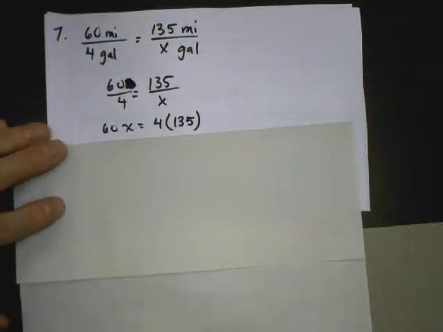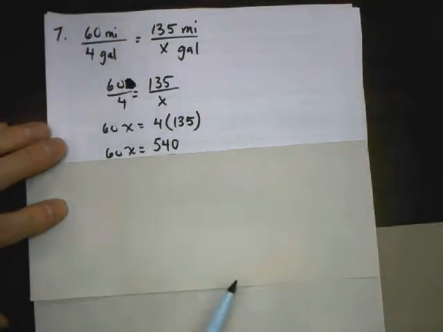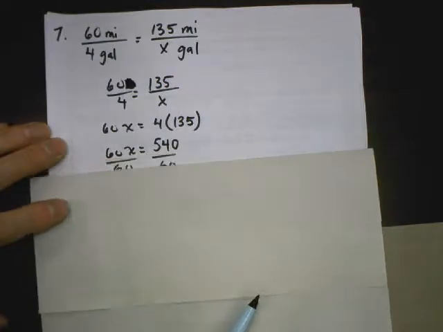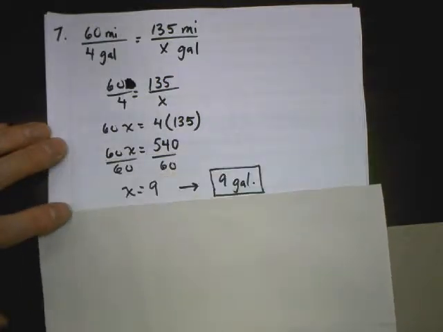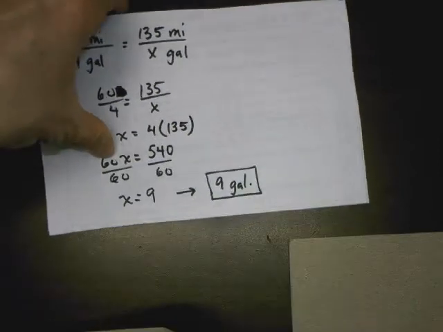Now I cross multiply. 4 times 135 is 540. Divide both sides by 60. And I get 9. 9 gallons is the answer.